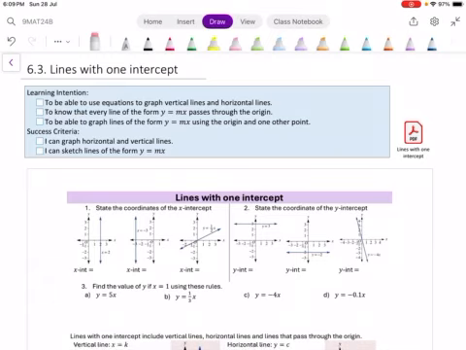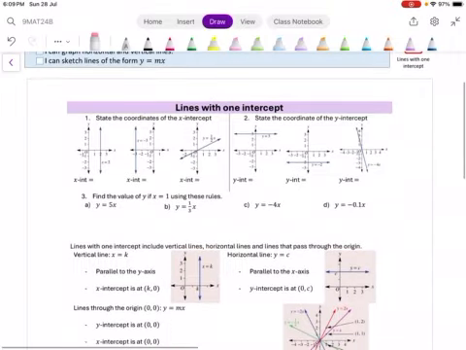You will feel successful if you can graph horizontal and vertical lines, and if you can sketch lines of the form y equals mx. So you are going to start off by having a go at the first three questions.